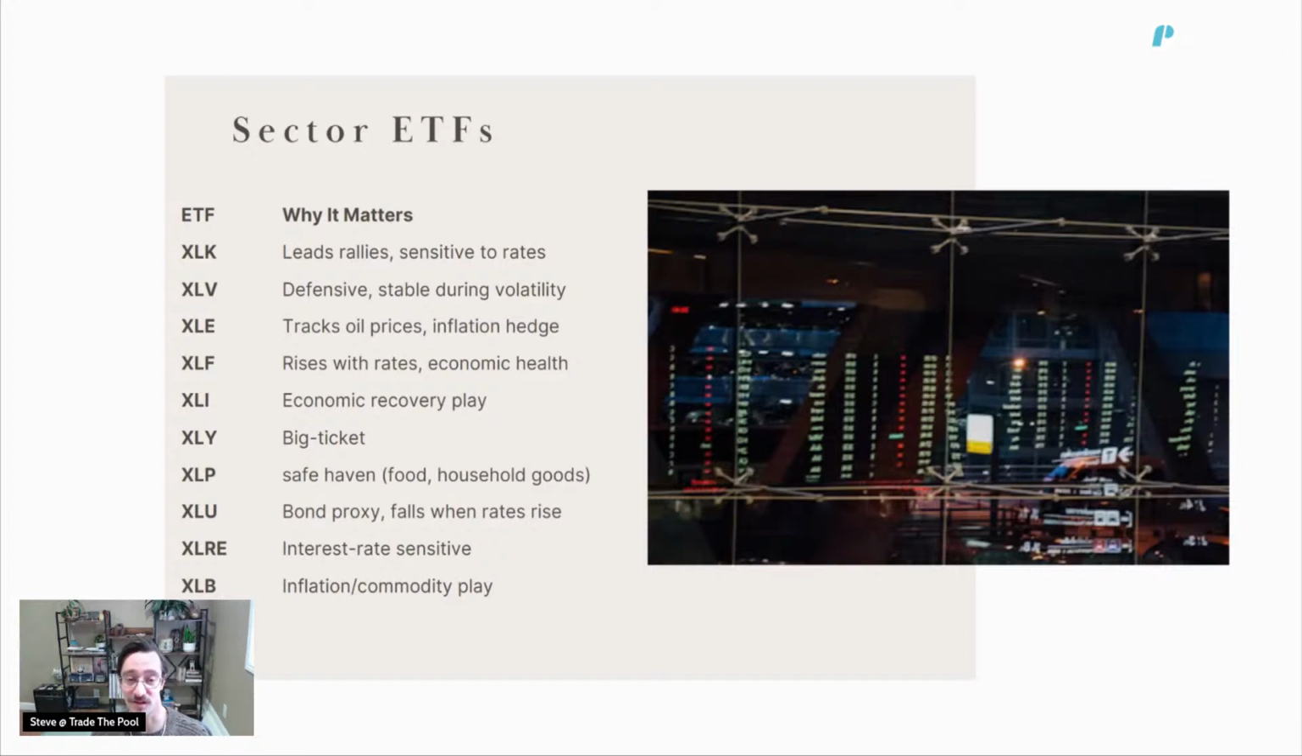We have XLV, that's healthcare, and that's going to be defensive and stable during volatility, because they're less sensitive to tariffs, for example, or a lot of other things that maybe would move an Apple or a Google. Because at the end of the day, we're all going to need healthcare. And if stuff gets bad, maybe we're going to need more healthcare, right? So you'll see money going into there.